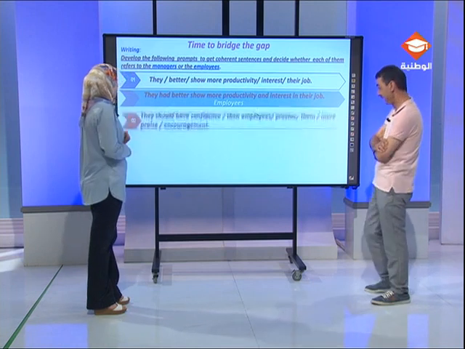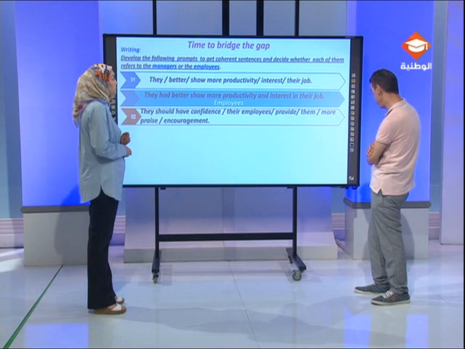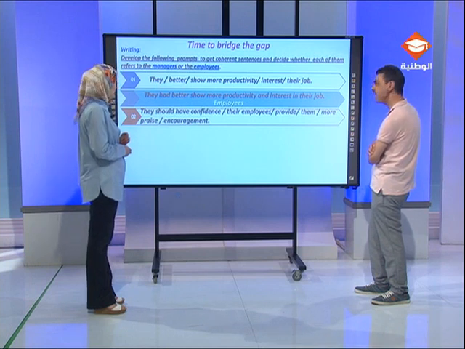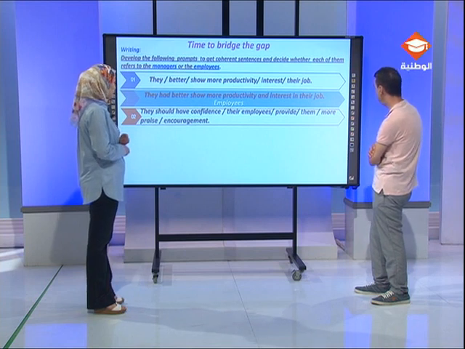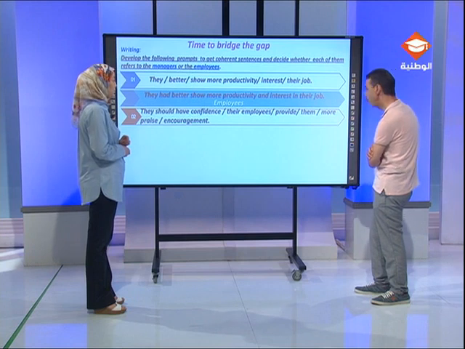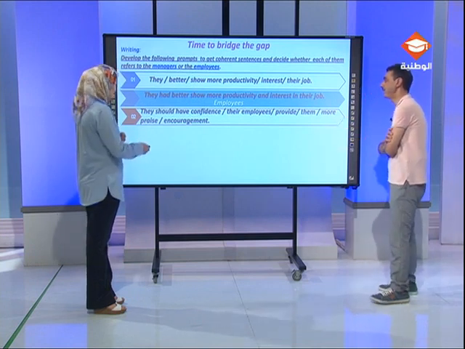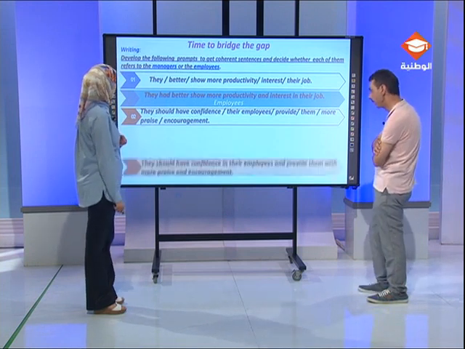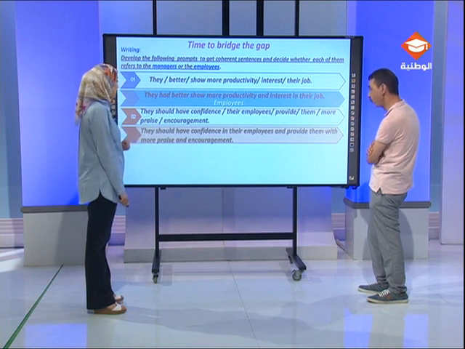Next sentence. They should have confidence in their employees and provide them... Can I say "by providing them"? Yes. "And provide them," or "by providing them." To provide somebody with something, by providing them with more praise and encouragement. I think that's important. Positive reinforcement or encouragement. Let's check. They should have confidence in their employees and provide them with more praise and encouragement.